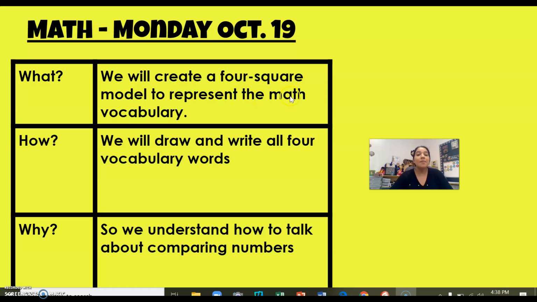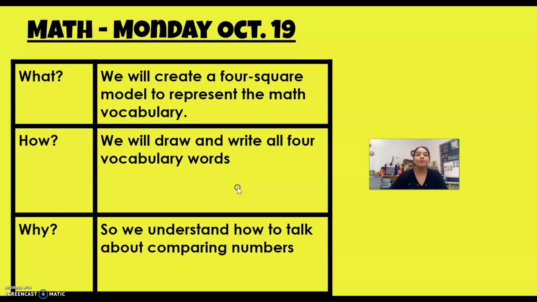So for today in math, what we will do is we will create a 4-square model to represent the math vocabulary. And how are we going to do that? We will draw and write all 4 vocabulary words. This is important so we understand how to talk about comparing numbers. So we are going to learn 4 new vocabulary words today. But first, let's go ahead and review the vocabulary words we've already learned.